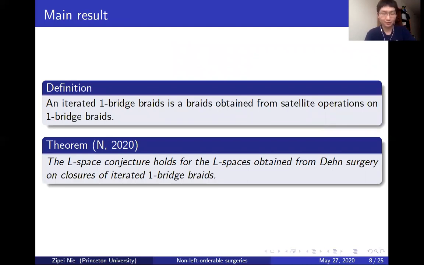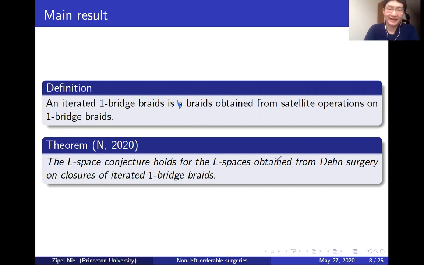Our result is for iterated one-bridge braids. The definition of iterated one-bridge braids is like the definition of iterated torus knots, where we just generalize the torus knots to one-bridge braids. They are braids obtained from satellite operations on one-bridge braids, where the pattern knot is a one-bridge braid and the companion knot is either a one-bridge braid or an iterated one-bridge braid.